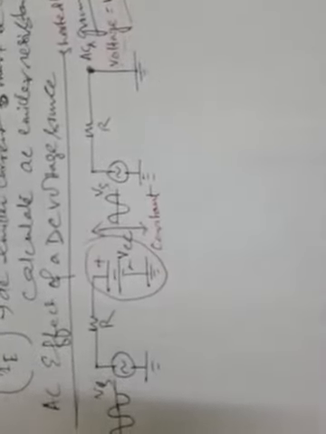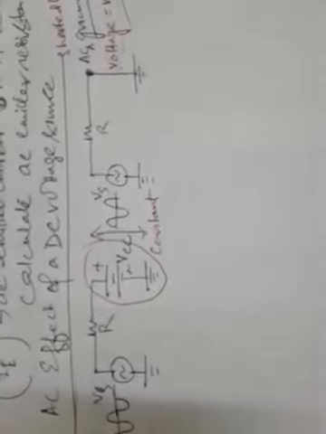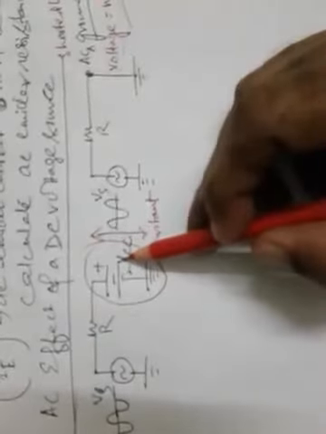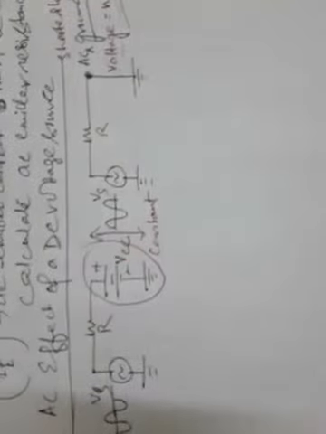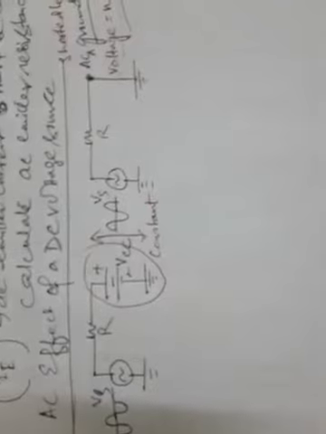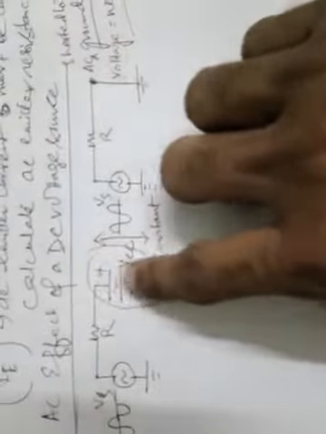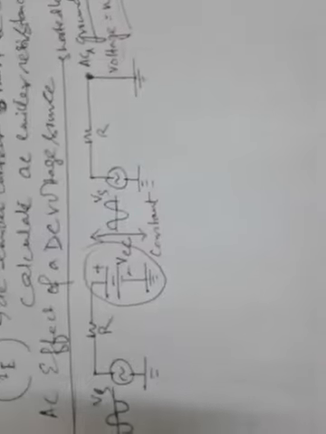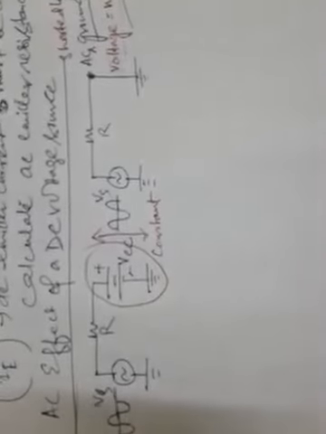So reducing the DC voltage source to 0 will be equivalent to shorting the output. That means it is something like this. Therefore, to calculate the effect of the AC source in this diagram, we can short the DC voltage source. That means the DC voltage source will be shorted and the effect of the AC source will be counted.